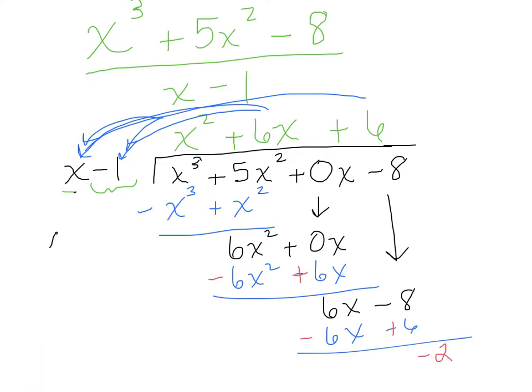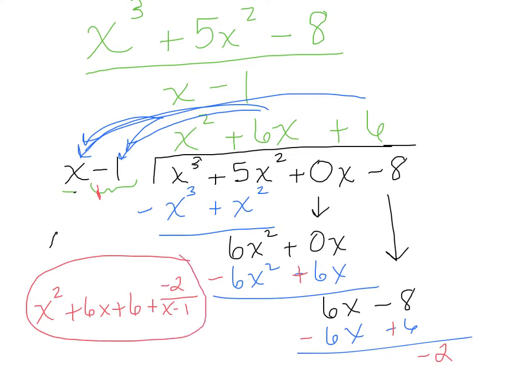Our final answer I'm going to write off to the side here: x squared plus 6x plus 6. And then I'm going to write a plus and put my remainder of negative 2. And it's always over the divisor here, x minus 1. And that's my answer for that.